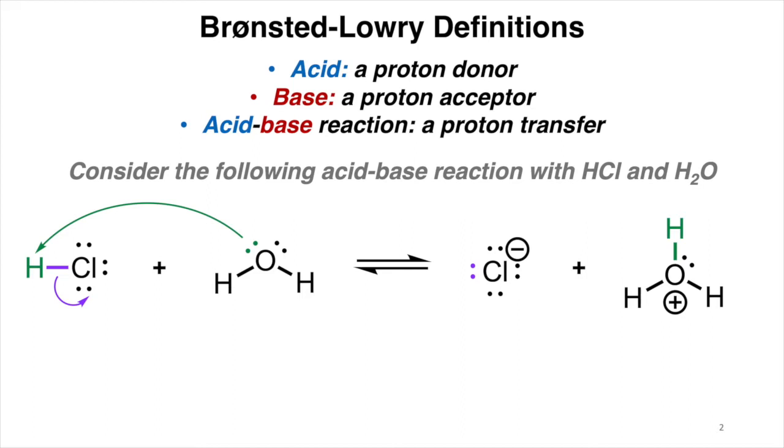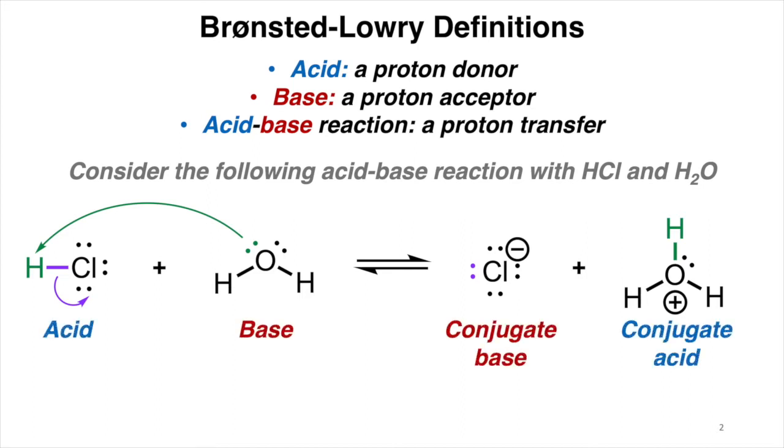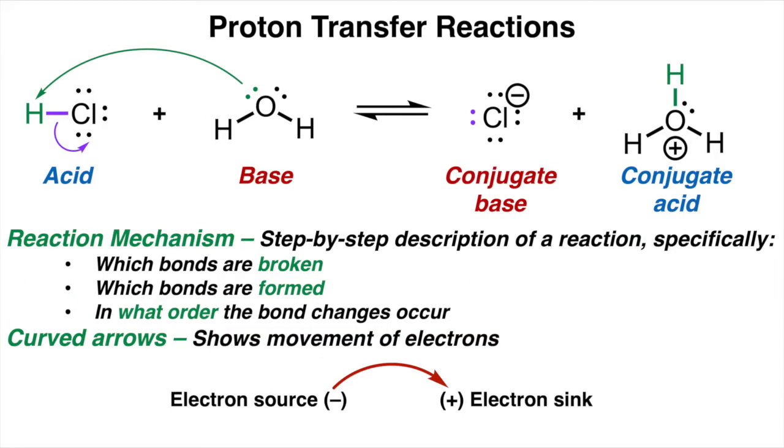The products of a proton transfer reaction are called the conjugate base and the conjugate acid. How this happens is that one of the lone pairs of electrons from water, highlighted in green, is forming a new bond to the green hydrogen of HCl, and the purple bond from HCl is breaking to form a new lone pair of electrons onto the chloride ion.